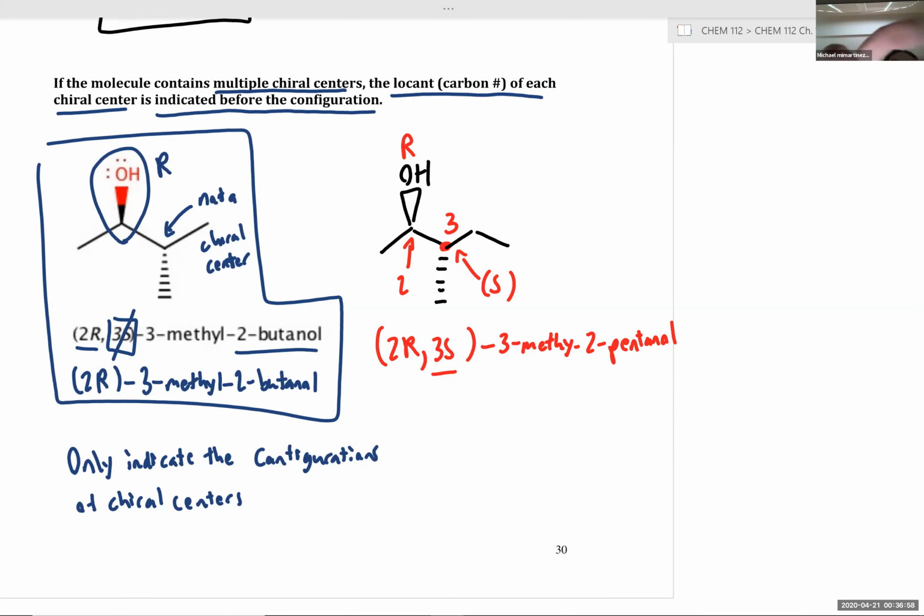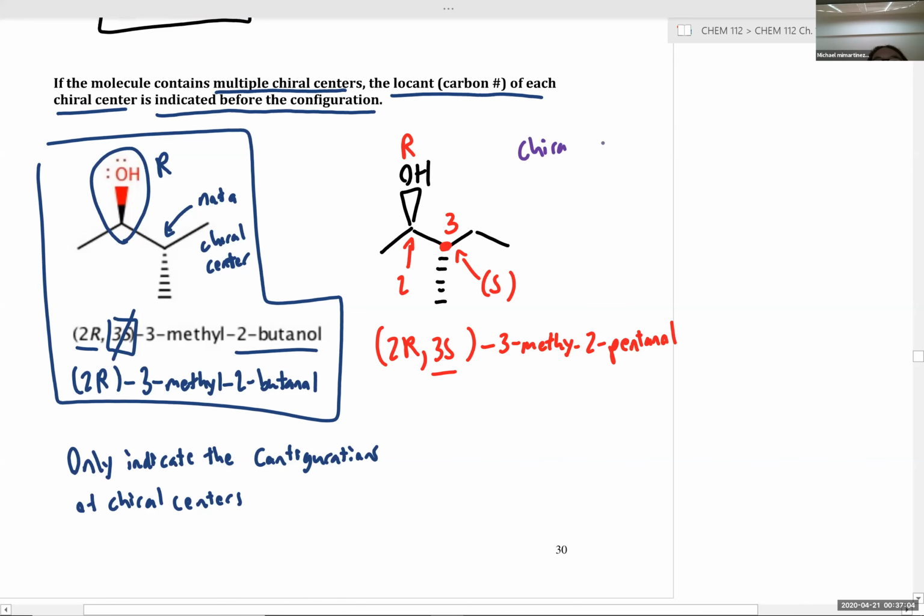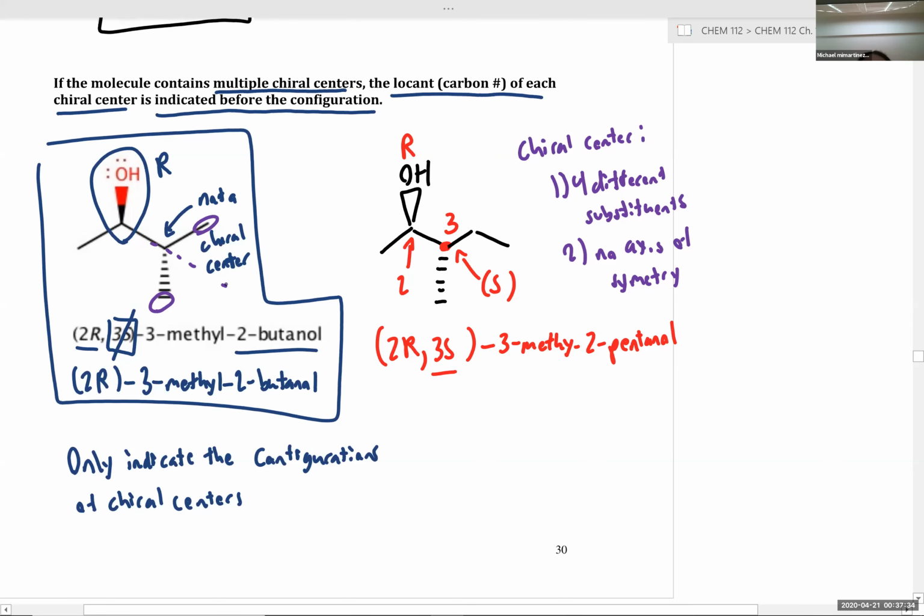So just as a review, for a chiral center, there are two criteria. One, we have 4 different substituents. And two, there's no axis of symmetry. If we look at the structure on the left, we have a methyl group and a methyl group. So we have 2 identical substituents, and as a result, this center has a plane of symmetry. So it's not a chiral center. Does that make sense? Okay.